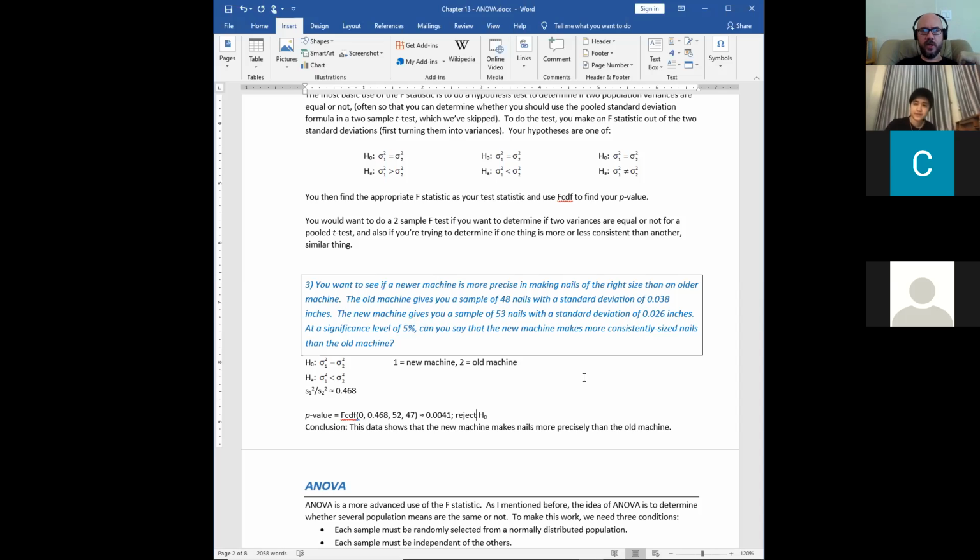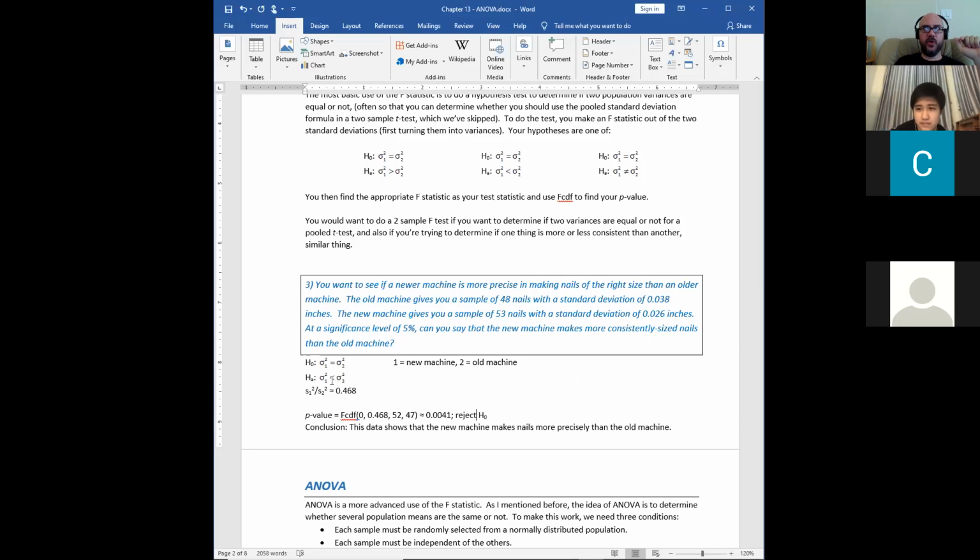Do you guys want to ask any questions on that? Can we put S2 over S1? You can, but you need to change the degrees of freedom. You'd reverse them, and you'd also be flipping the alternative, so if you wanted to say sigma 2 is less than sigma 1.